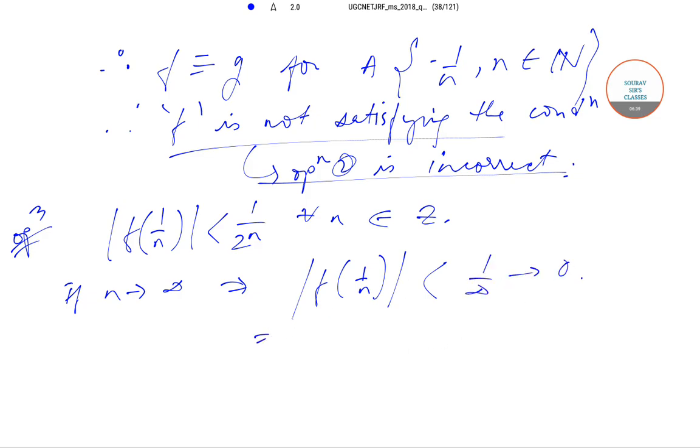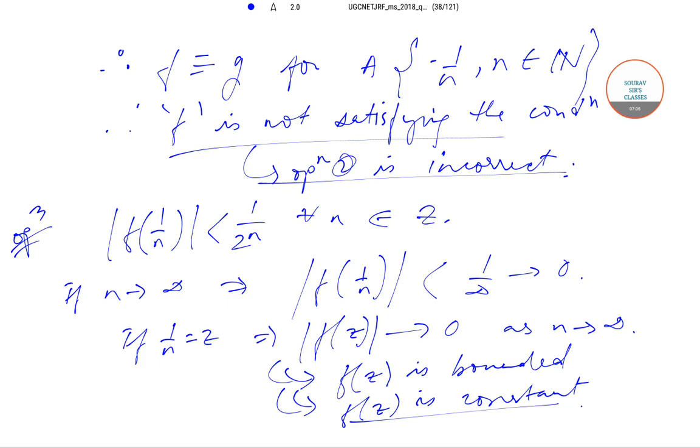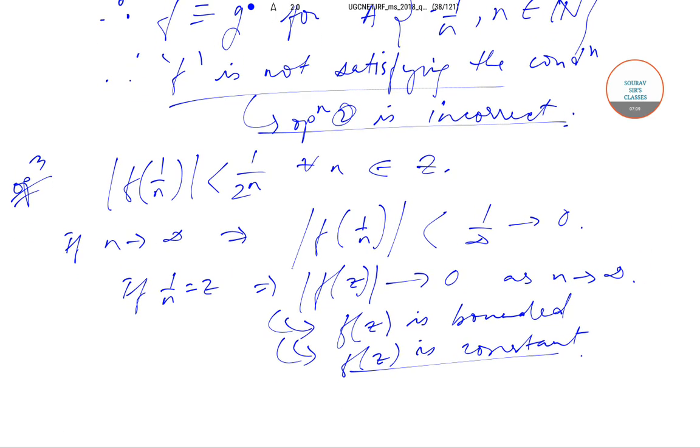Okay, so therefore we can say if we take 1 by n is equal to z, then mod of f of z tends to 0 as n tends to infinity. Then that implies that f of z is bounded, and if f of z is bounded, that implies that f of z is constant. But we have been given that f of z is a non-constant analytic function, so therefore mod of f of z less than 1 by 2 to the power n is not correct.